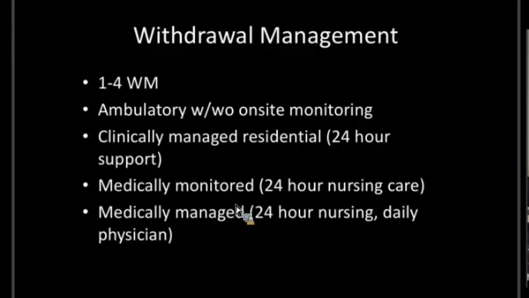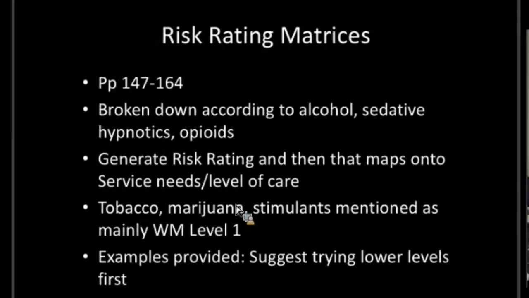And so ASAM also, sort of confusingly, has this separate level of designation for withdrawal management, right? So they have levels 1 through 4. So this was all just general levels of addiction treatment. And here they also have these withdrawal management levels, and so they call them like level 1 withdrawal management, level 2 withdrawal management. And those start with ambulatory outpatient treatment that may or may not have on-site monitoring. So you might do it all at home, or you might do some of it in an office. And then they jump up to clinically managed residential with 24-hour support, and then medically monitored, and then medically managed. So those are all just within withdrawal management.